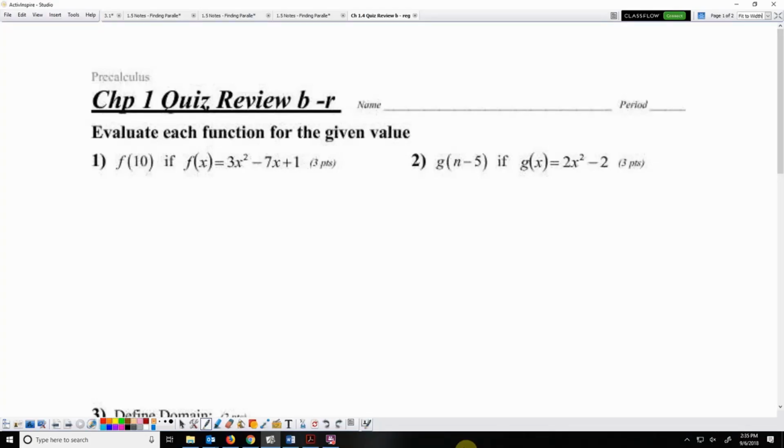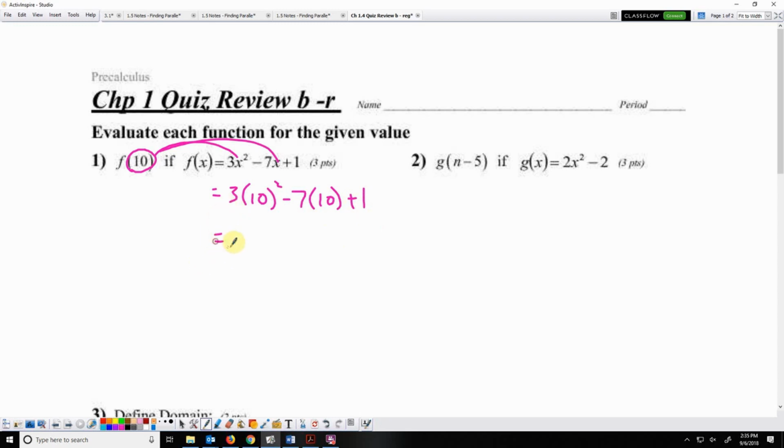Hey guys, let's review what we've done so far in chapter 1. So we're dealing with functions. First, we're going to evaluate f of 10 for this function. F of x equals 3x squared minus 7x plus 1. And that means this 10 is going to get substituted in for all of the x's. So that's 3 times 10 squared minus 7 times 10 plus 1.